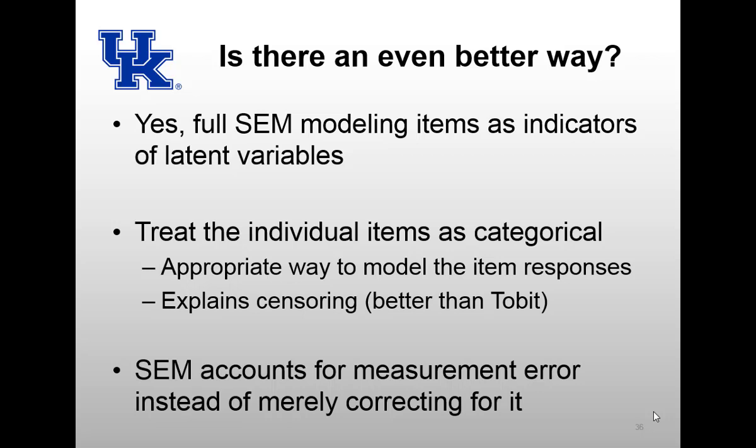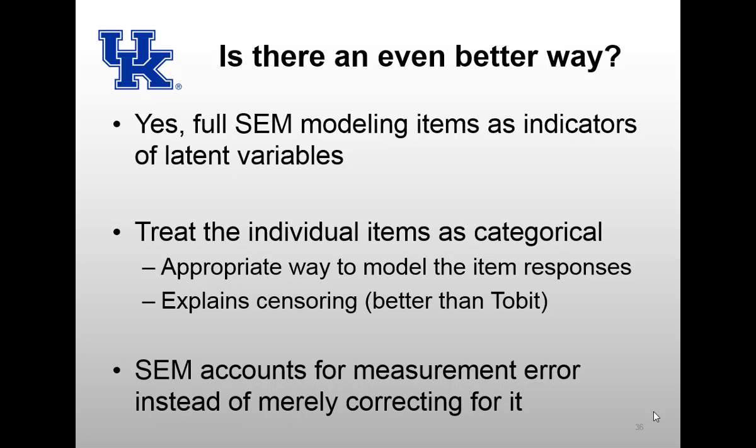But it's natural to ask, is there something even better? And yes, there is something even better. Structural equation modeling is a more appropriate way to model this relationship. So the full SEM model has individual items in the model that are indicators of latent variables. So instead of having the sum score being an indicator of a latent variable, each item will be an indicator.